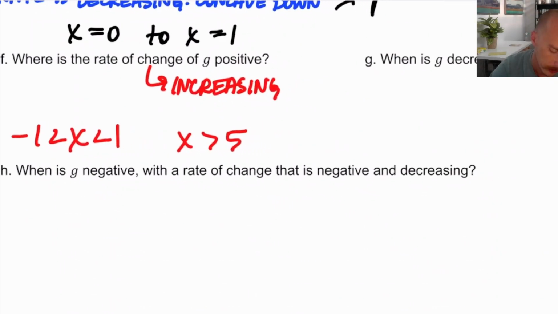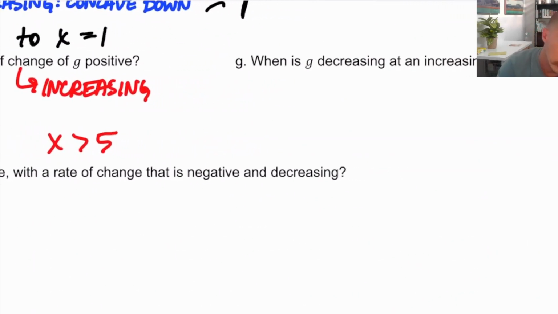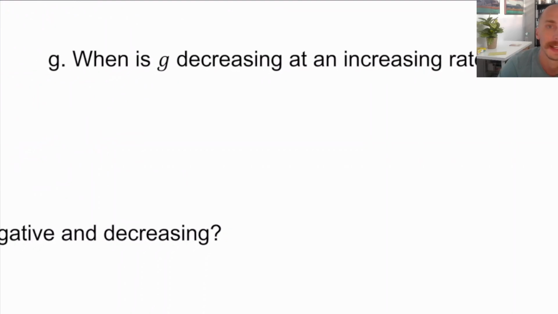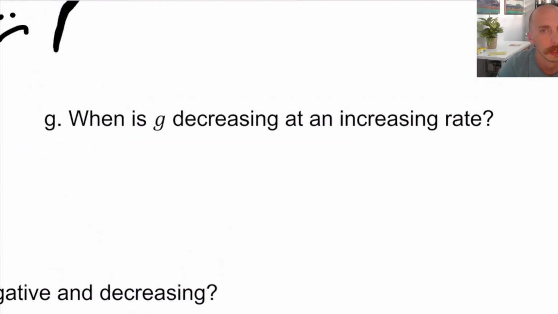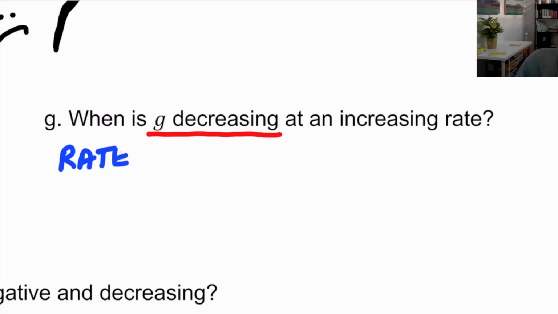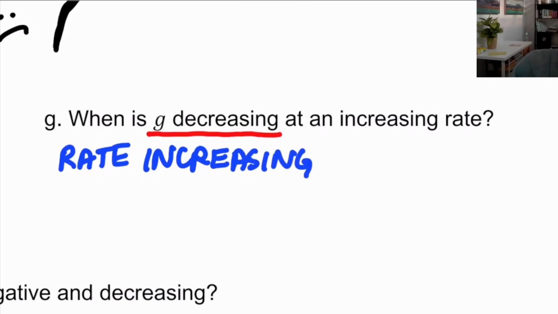Then g is, when is g decreasing at an increasing rate? These are the ones we got to be careful on. These are very tricky. Okay, so g is decreasing. That's what we're saying. And then we also are looking for when the rate of g is increasing. Okay, now rate increasing, that means concave up.